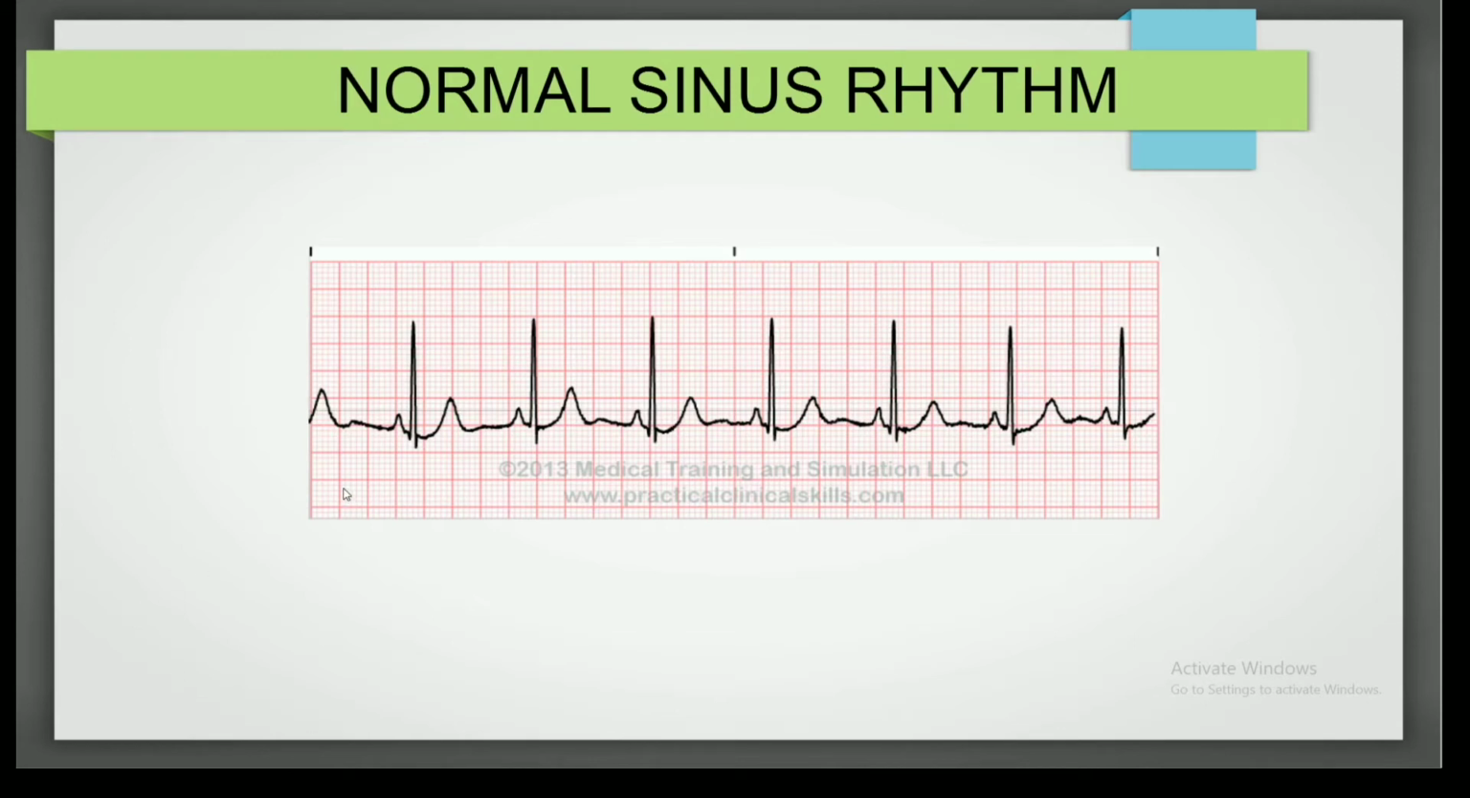In the normal sinus rhythm, how can we calculate the heart rate? Here you can see a 6-second graph. At first we count the P waves. How many P waves are there in a 6-second chart? 1, 2, 3, 4, 5, 6, 7. There are 7 P waves. So to calculate the heart rate, we need to multiply the P waves by 10. It means 7 P waves times 10 equals 70. It means in this graph the heart rate is 70.